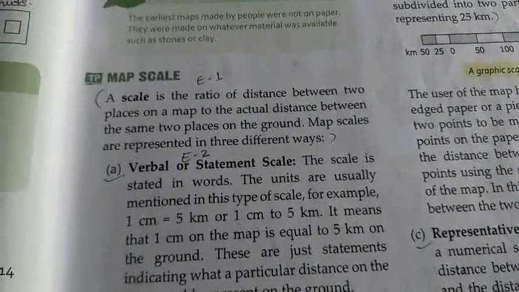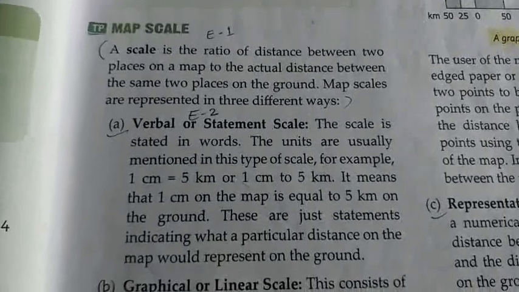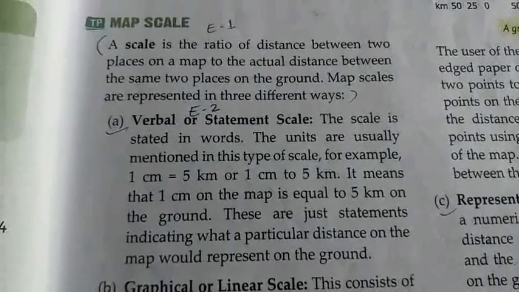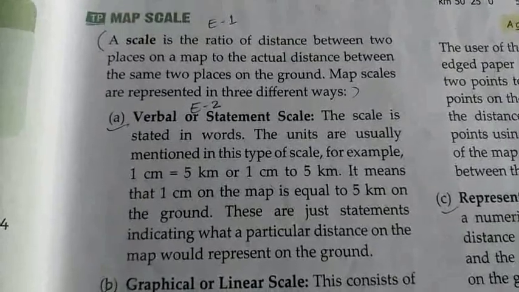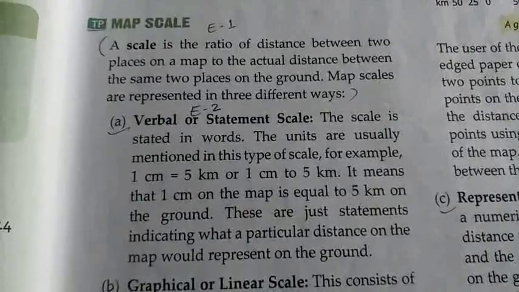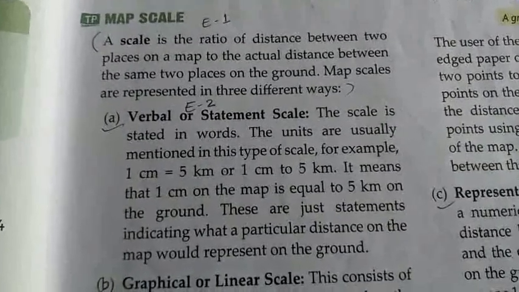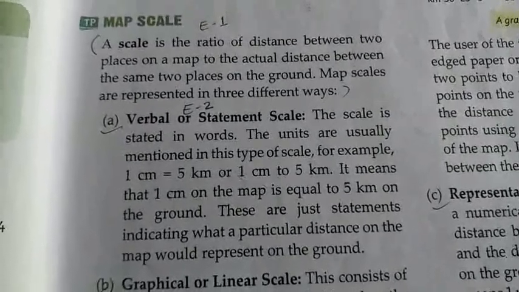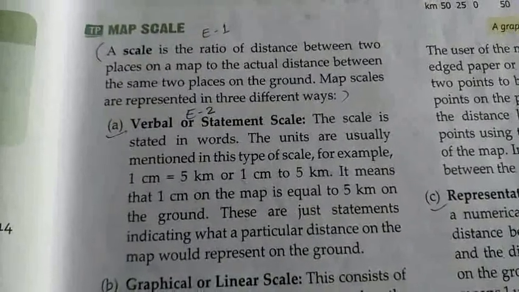Map scales are represented in three different ways. Verbal or statement scale. The scale is stated in words. The units are usually mentioned in this type of scale. For example, 1 centimeter is equal to 5 kilometer. It means that 1 centimeter on the map is equal to 5 kilometer on the ground. These are just statements indicating what a particular distance on the map would represent on the ground.